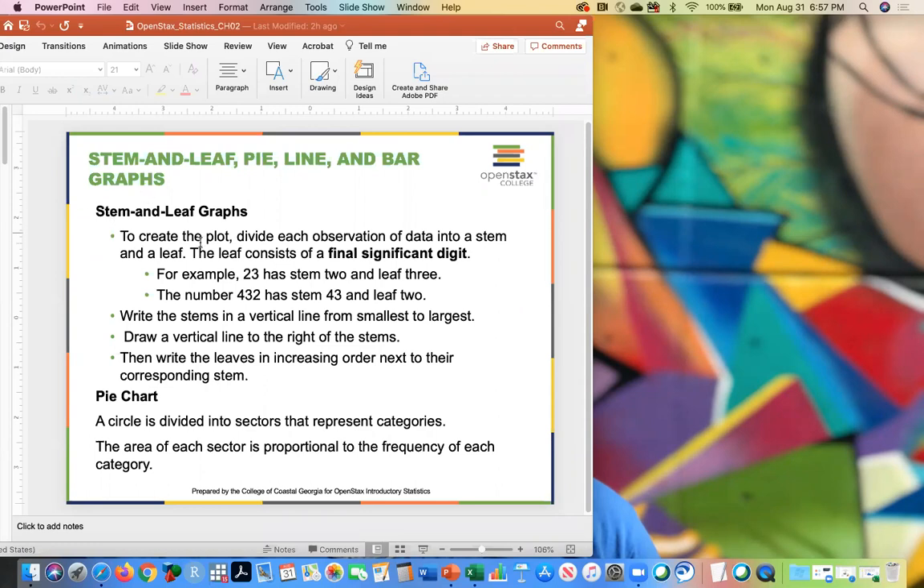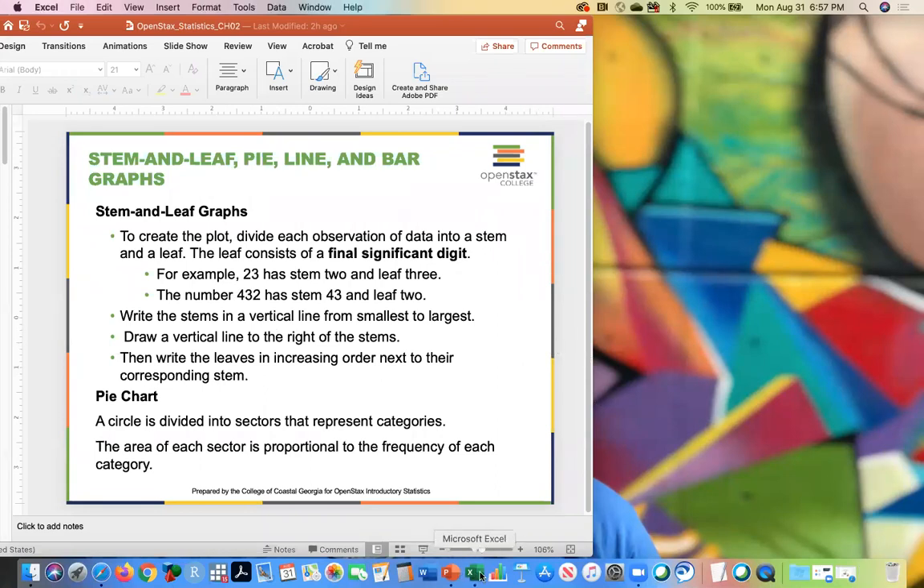In the stem and leaf, you create a plot and divide each observation of the data into stems and leaves. The leaf consists of the final significant digit. For example, if we have a 23, the leaf is going to be 3 and the stem is going to be 2. If we have a number such as 432, the leaf is going to be 2 and the stem is going to be 43. We write the stems in vertical order, then draw a vertical line to the right of the stems, then write the leaves in increasing order next to their corresponding stem.